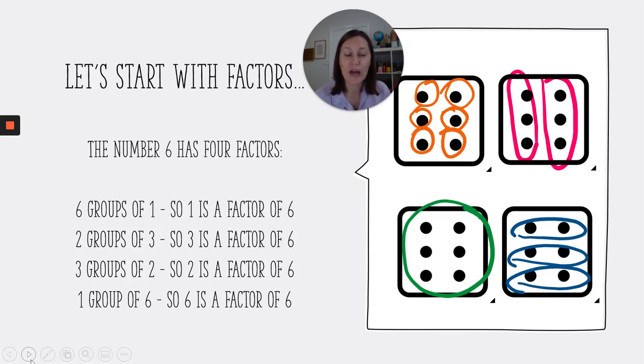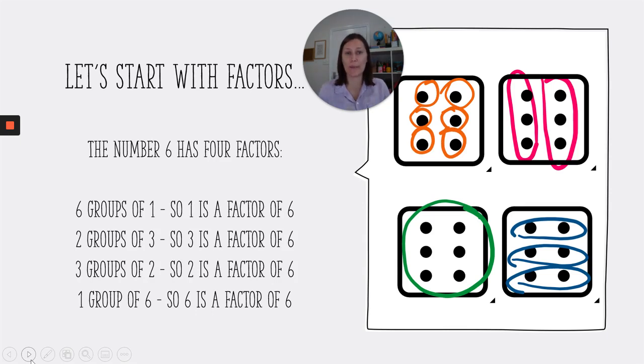If you look at the bottom right there, I've put a big green circle around all 6 dots because one group of 6 is a way of grouping those dots together so that none are left out, which means that 6 is a factor of 6. And then finally, I've used a blue coloured pen and I've gone around a group of 2, another group of 2, and another group of 2, 3 groups of 2. And that tells me, since none are left out, that 2 is also a factor of 6.